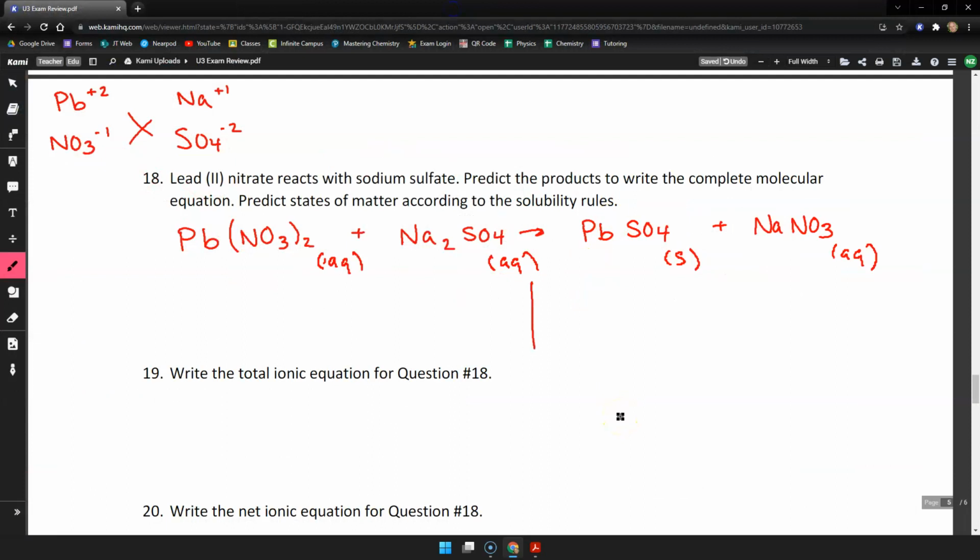Let's balance this. So we have lead, nitrate, sodium, and sulfate.